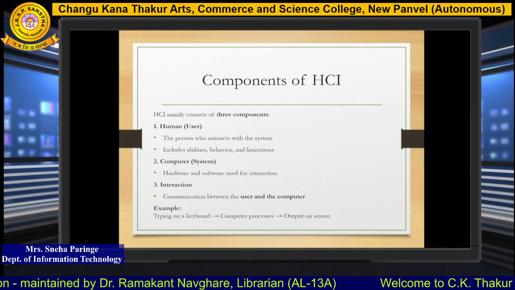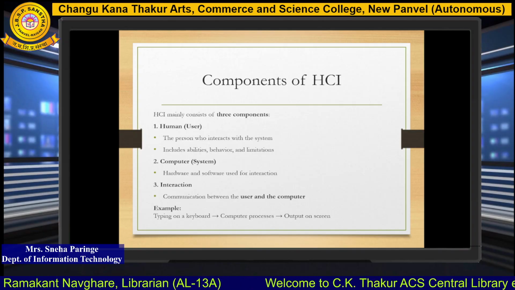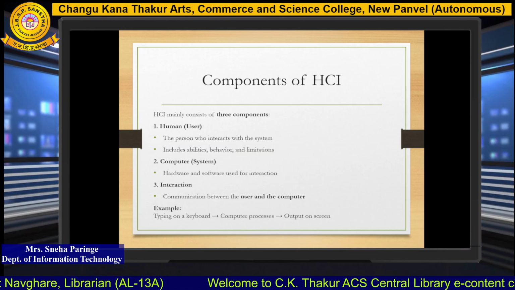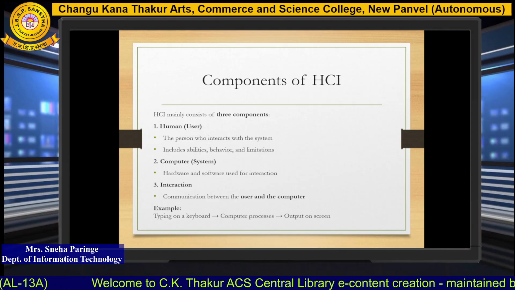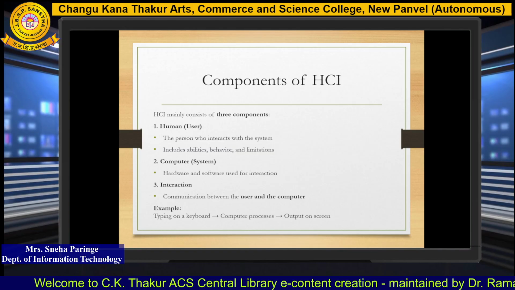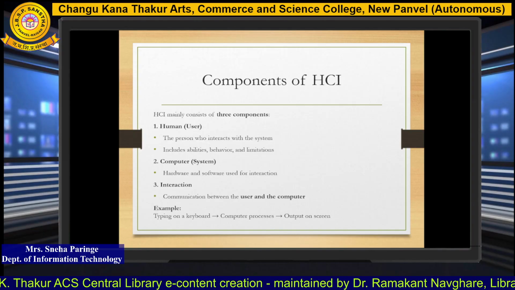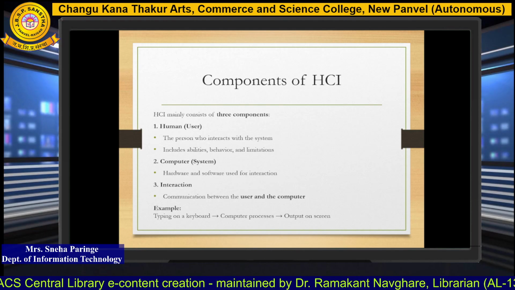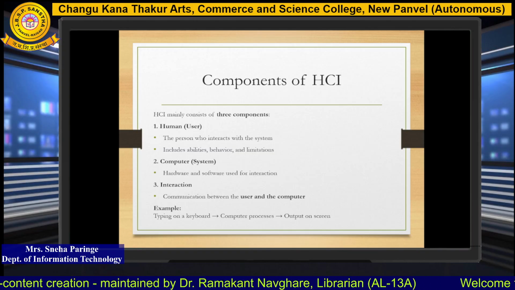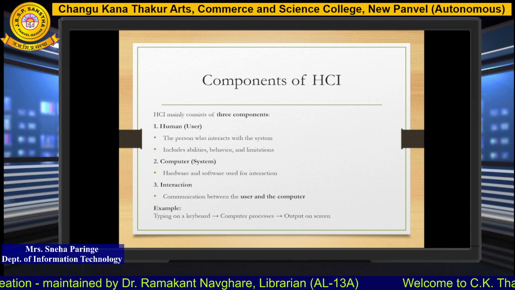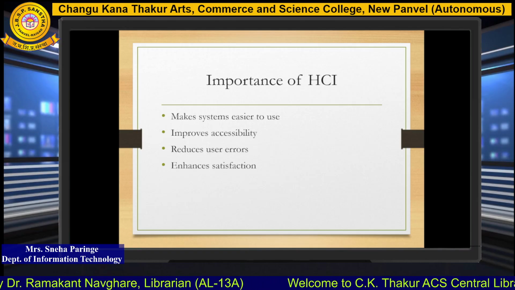Next one is a computer. The second component is a computer, that is the system, the hardware and software used for the interaction or communication between the user and the human. The last one is the interaction. It is basically the communication between the user and the computer, that is we can call it interaction. And that's why these three components are present. For example, suppose the user is typing on the keyboard, the keyboard will process that data and the computer will respond on the screen. So this is how the human computer interaction can be done.